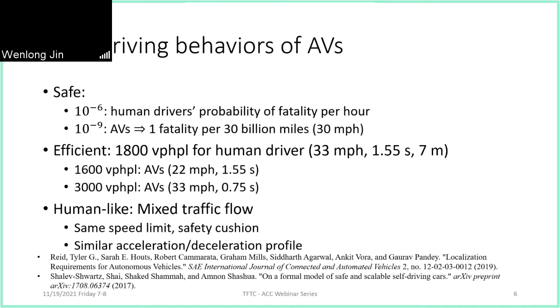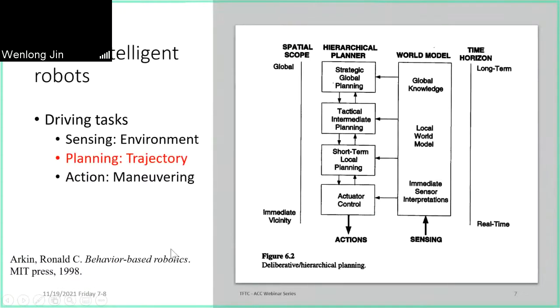Especially in the very initial stage when we have a mixed traffic flow, for example, we want to have a similar speed limit and a similar safety cushion, acceleration, deceleration profile. That would be really nice. And autonomous vehicles can be understood as intelligent robots.